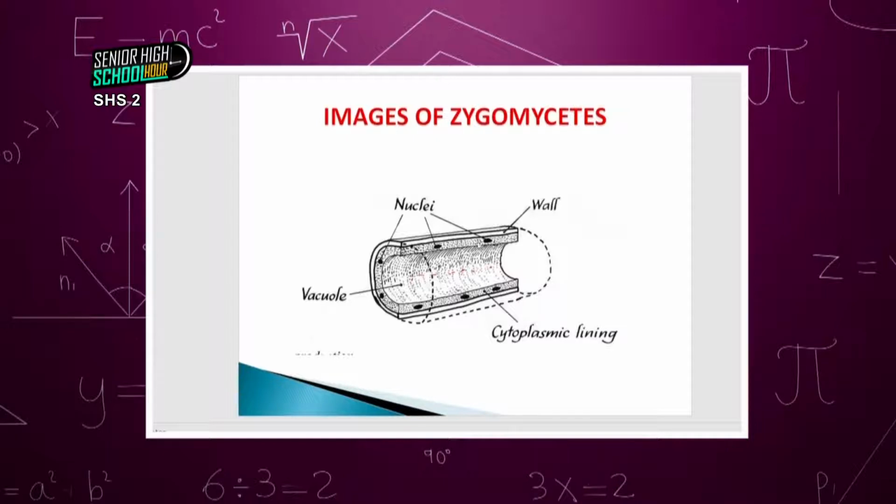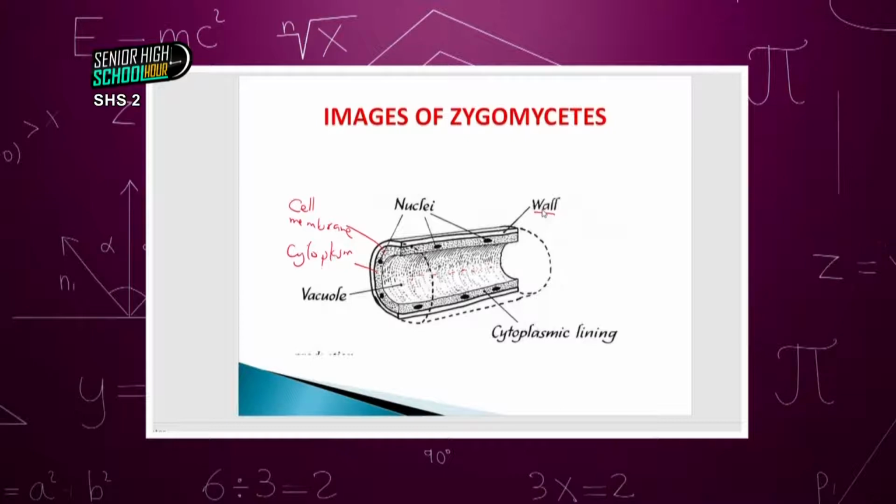And you can see, let me say 1, 2, 3 nuclei scattered in that cytoplasm. So this side is your cytoplasm too. Then beyond the cytoplasm is your cell membrane, and beyond that is your cell wall, indicated here. So that is the image of a Zygomycetes hypha.